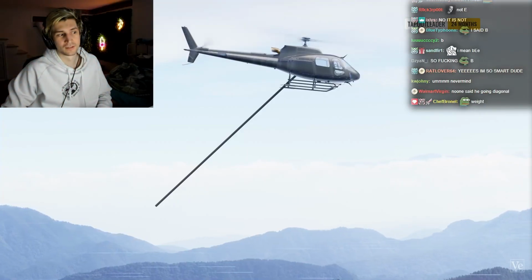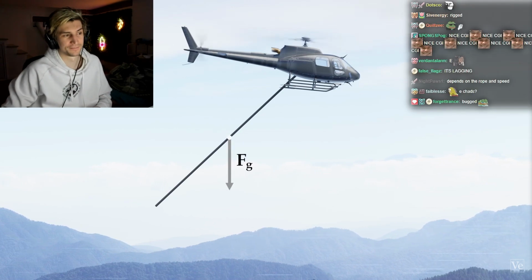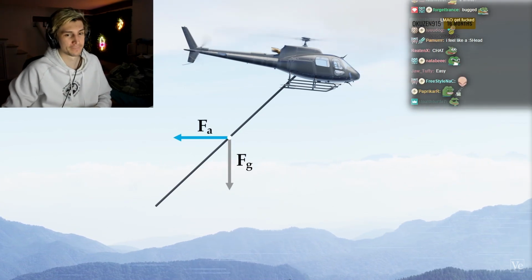There are two external forces acting on the rope. This seems like the most likely. Gravity pulling it down, and air resistance to the left.